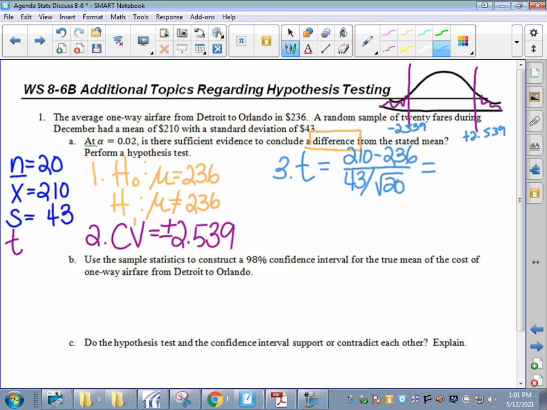Remember, sometimes the calculator is harder than the actual math or the whole problem itself. I ended up with a negative 2.704. I went to 3 decimal places because my critical value had 3 decimal places. You're going to get the same answer regardless. So I'm thinking about a negative 2.704. Zero's here in the middle. That's going to fall out here. So what decision are you going to make for step 4?